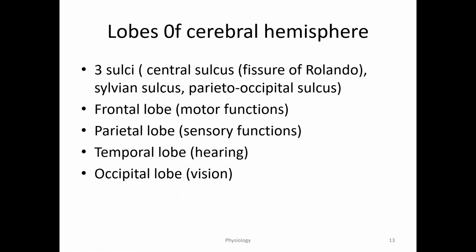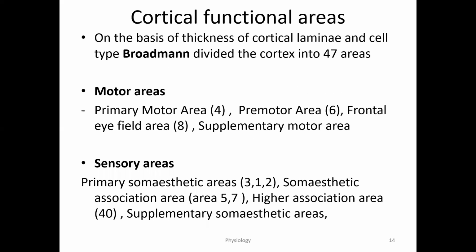Temporal lobe is for hearing and occipital lobe is mainly for vision. You know that there are Brodmann's areas, different areas present in each lobe of the cerebral hemisphere. That area is called Brodmann's area.